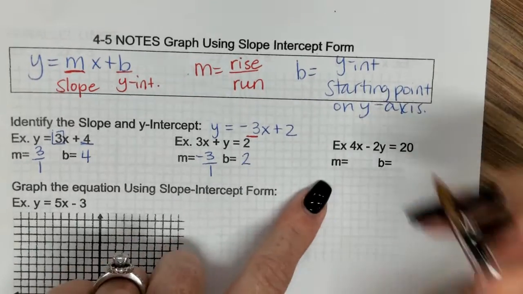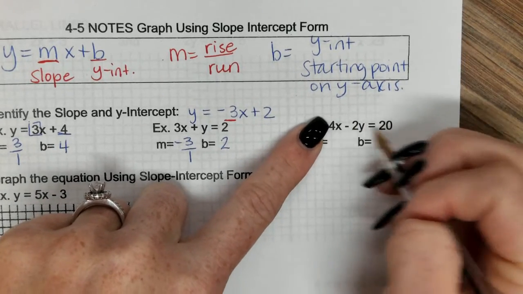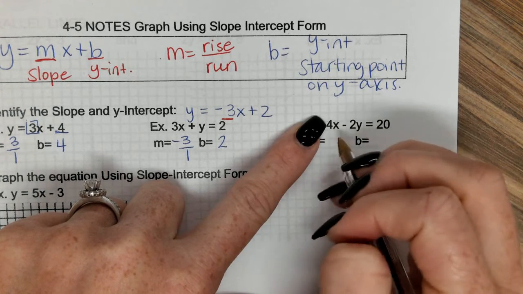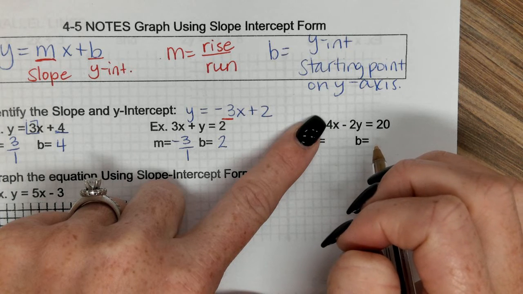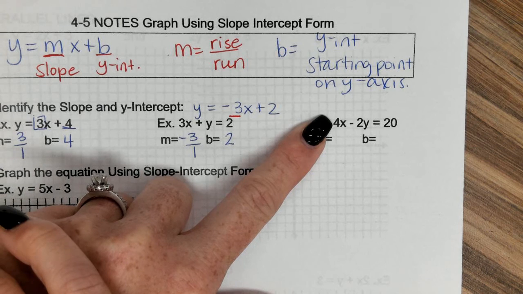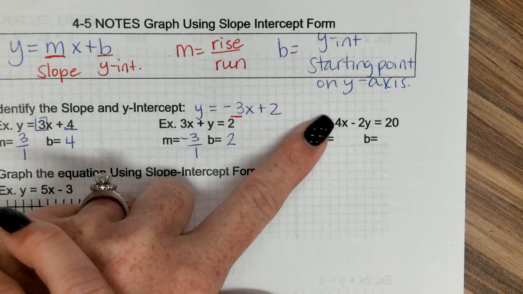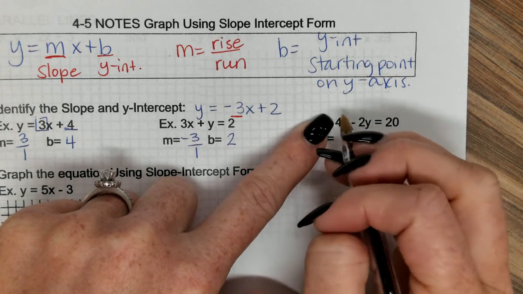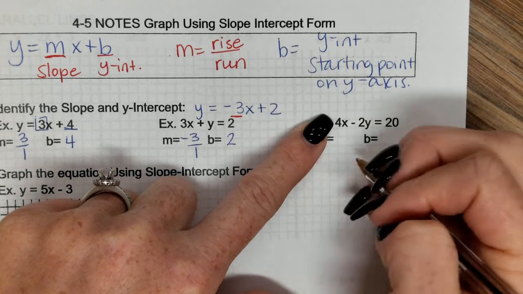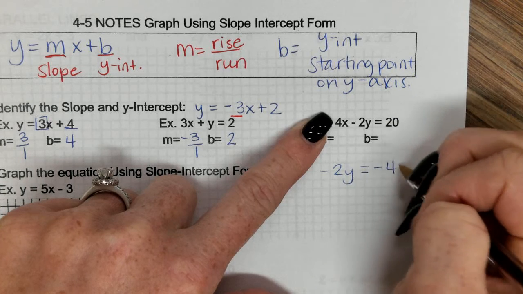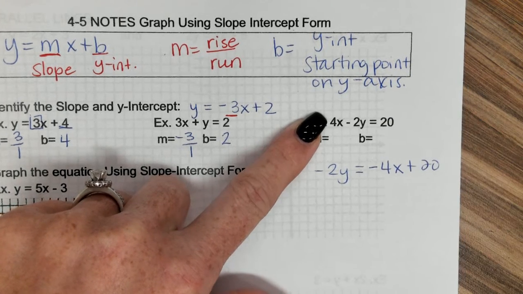All right, let's do this last one. Is this in slope-intercept form? No. What form is this in? I taught you last week. It starts with an S. Standard. It's in standard form. All right, here we go. So what do I have to do to move the 4x? So I have negative 2y equals, and it's going to be negative 4x plus 20.